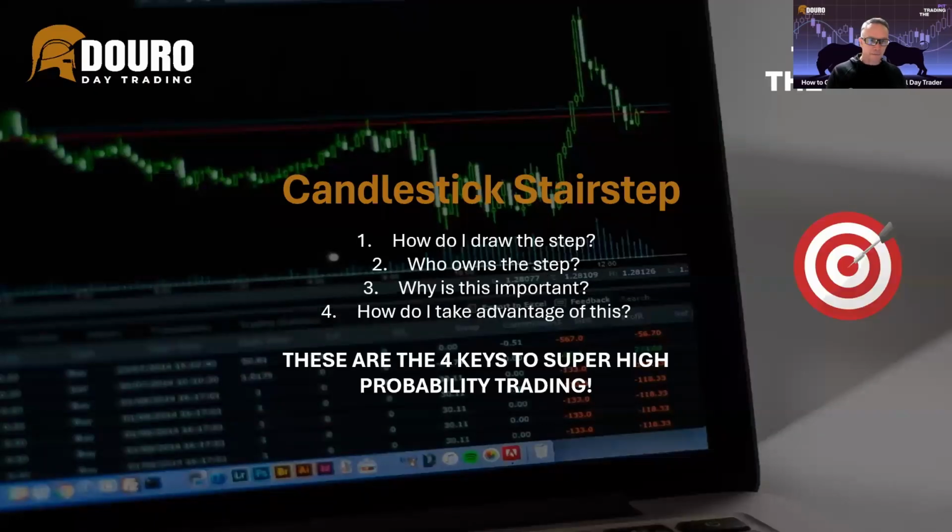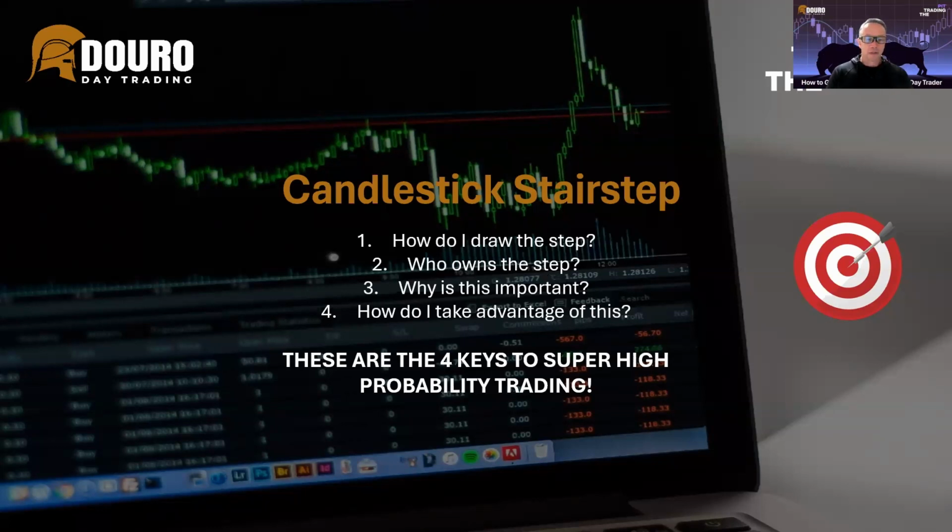So right at the start of the webinar, I'm going to target 4 key KPIs tonight, which is basically how to draw the step. Once we've drawn the step, we can determine who owns the step. Then we can say, for example, if the buyers own the stair step, now I'm looking for a selling-based reversal or a trend-based continuation style trade. I don't mind joining the buyers when they're strong, but if those buyers fail, I'm going to join the sellers and send them back the other way.